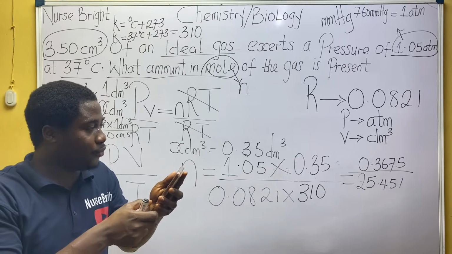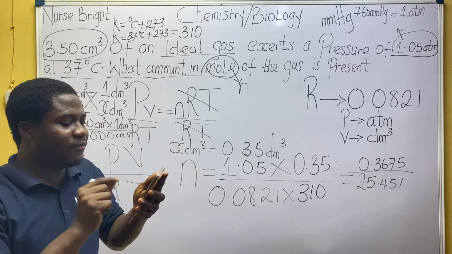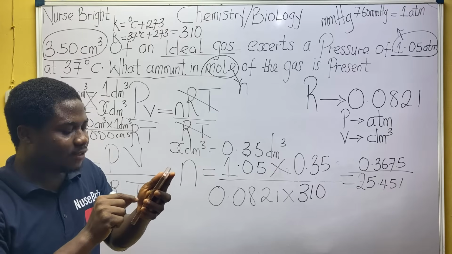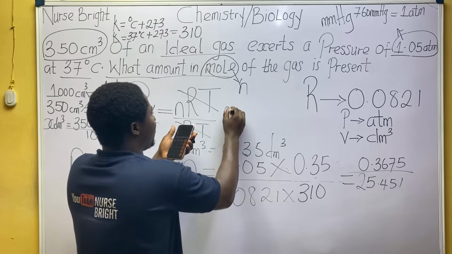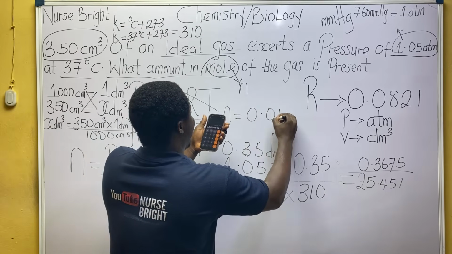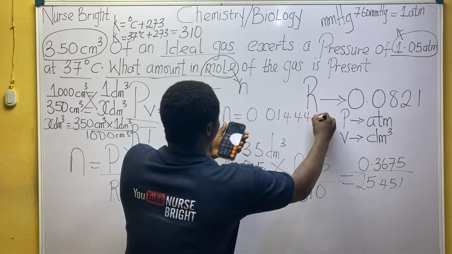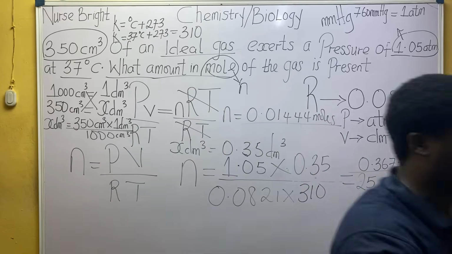Everybody do that one for me. 0.3675 all divided by what? 25.451. That is the correct answer. The number of moles will now be equal to 0.01444 moles, based on approximation.